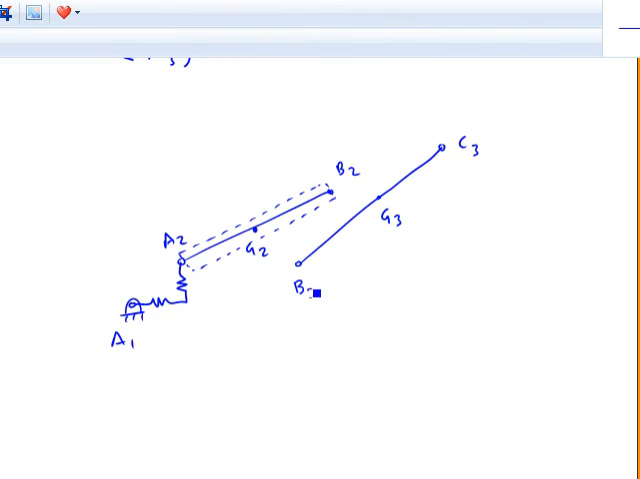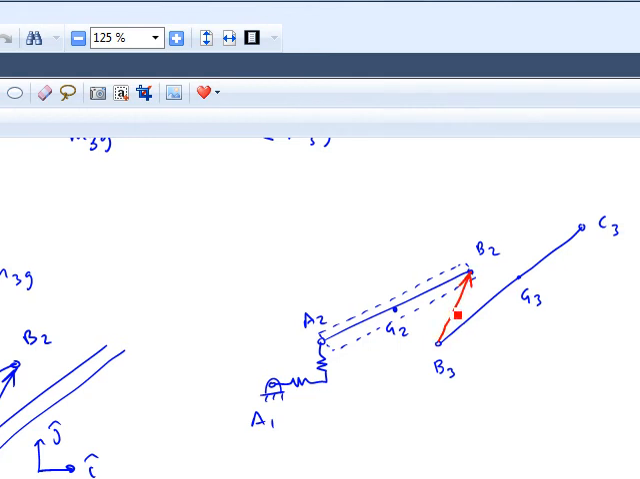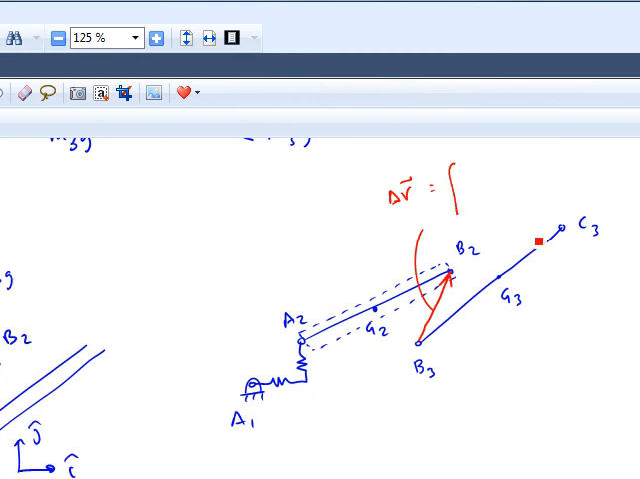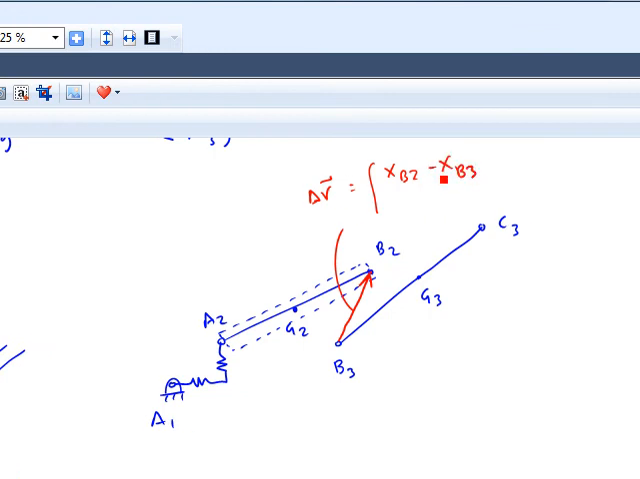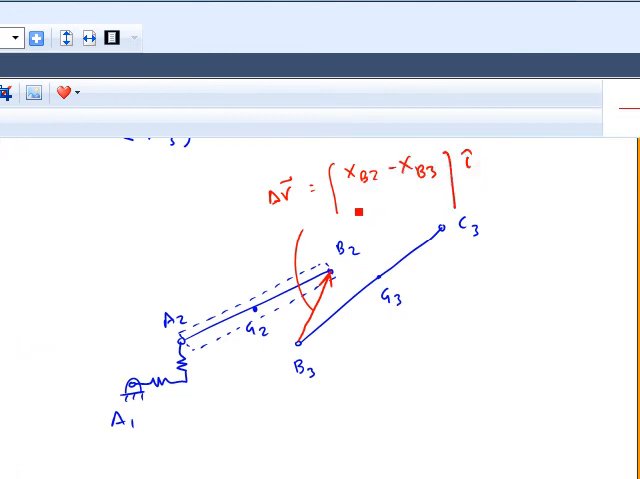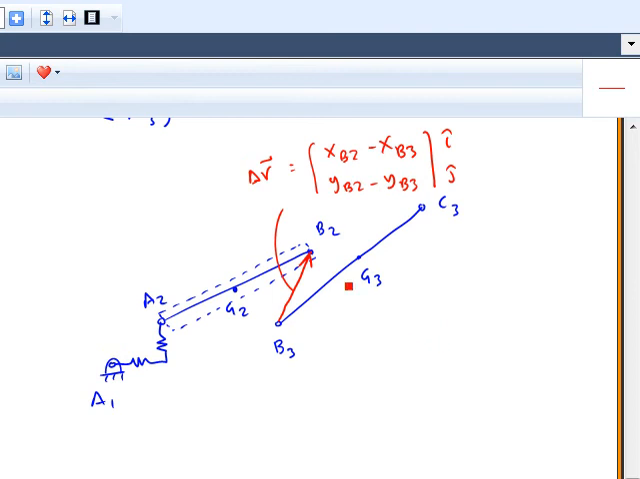Okay, now just like in the quick return mechanism, I will define my delta R vector, and its I and j components are going to be xb2 minus xb3. So that's the I component. yb2 minus yb3 is the j component. And I'm going to convert that into a frame that is aligned with, well, either the rod or the tube.